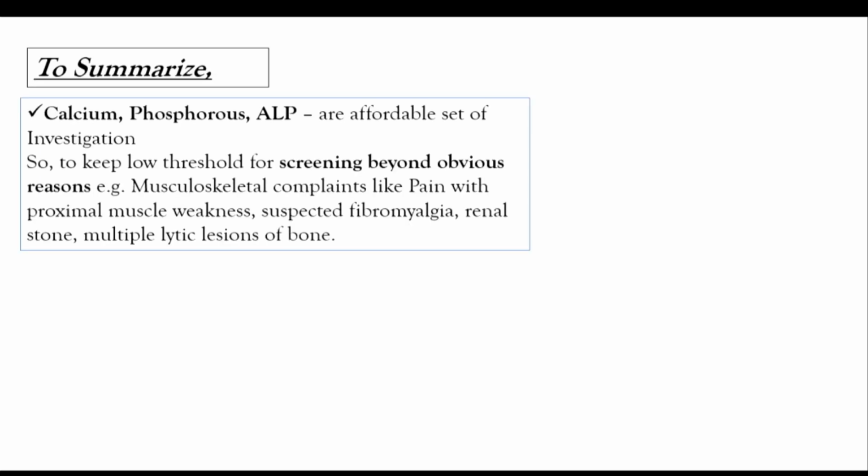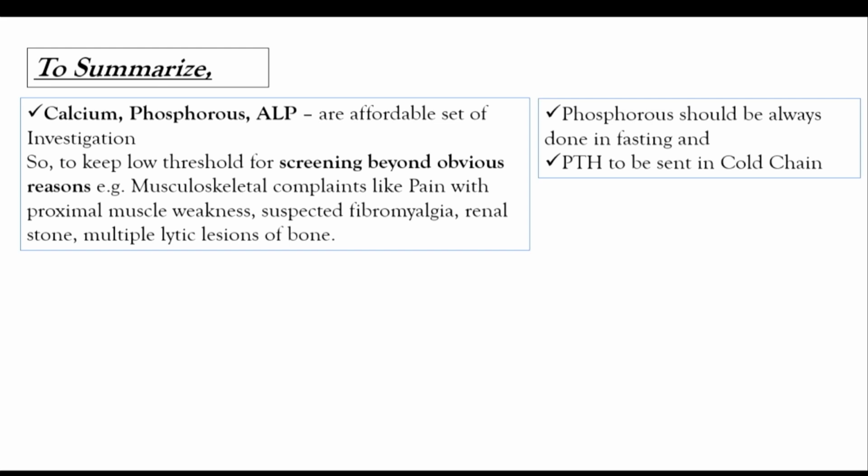So to summarize, calcium, phosphorus, and alkaline phosphatase are a very affordable set of investigations, and our threshold should be very low for screening patients, like patients with musculoskeletal complaints such as pain with proximal muscle weakness or suspected fibromyalgia, renal stone, or multiple lytic lesions of the bone. These patients can actually have metabolic bone disease but present with various symptoms. So we should screen this first.